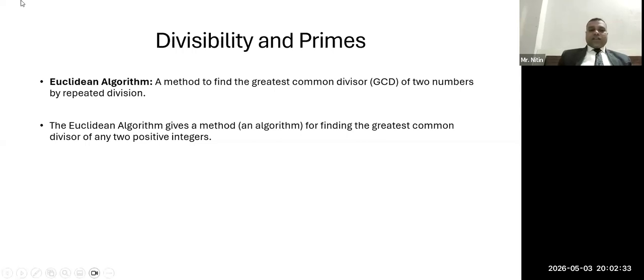So the Euclidean algorithm gives a method for finding the greatest common divisor of any two positive integers. With this method, we are able to find the greatest common divisor of two numbers. Basically, for which purpose is it used? To find the greatest common divisor. This Euclidean algorithm is used for that.